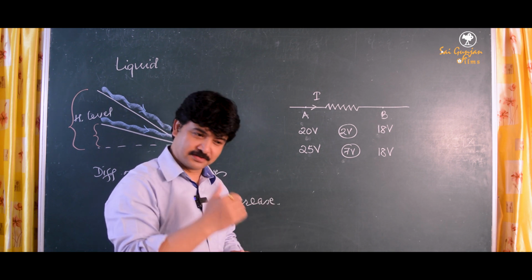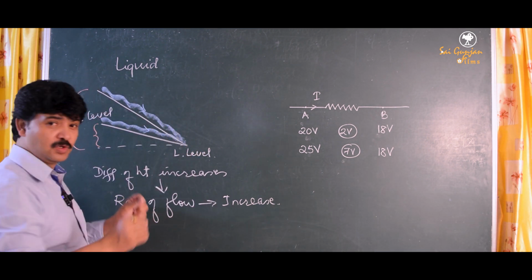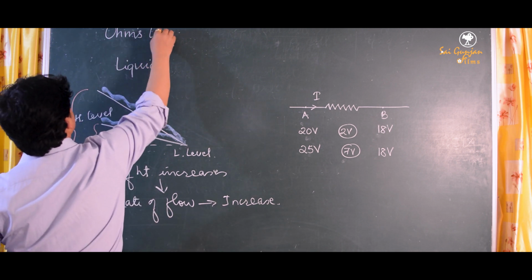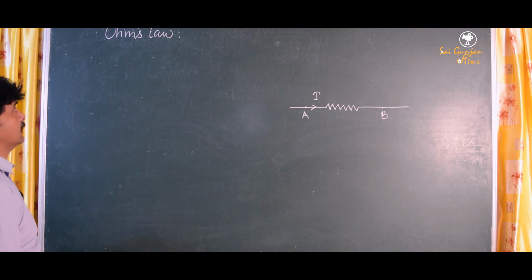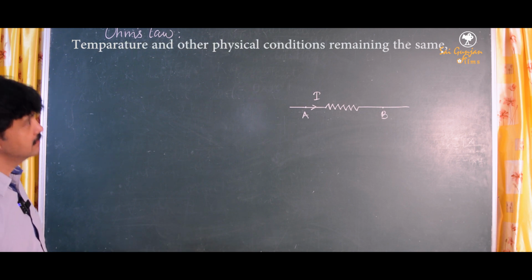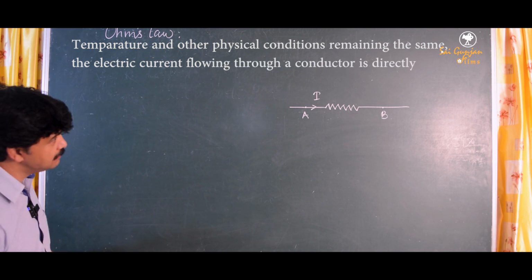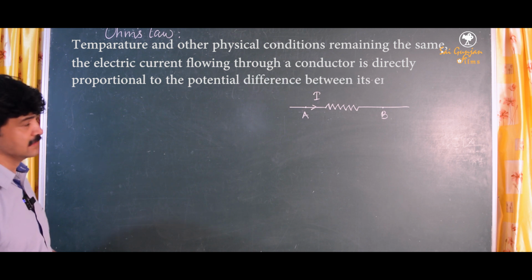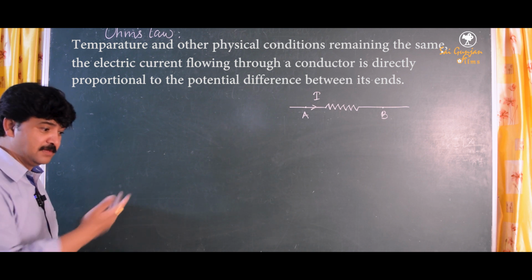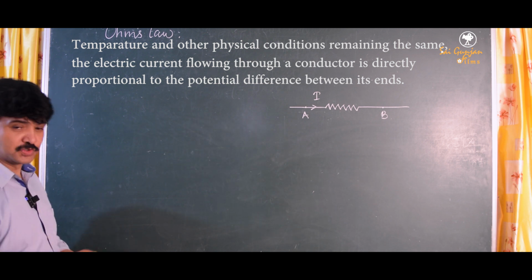also decrease. So that is actually given by the law, which is one of the most important laws in this particular chapter, and this is known as Ohm's law. The law states that, temperature and other physical conditions remaining the same, the electric current flowing through a conductor is directly proportional to the potential difference between its ends. So it means the same thing, isn't it? That means as we increase the potential difference, current will also increase, and as we decrease the potential difference, current will also decrease.